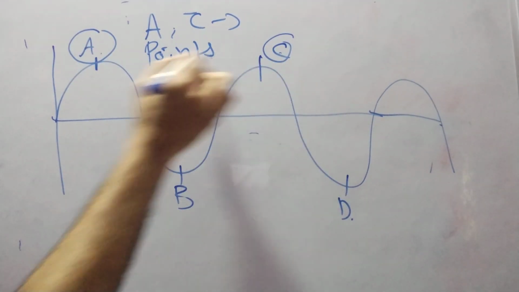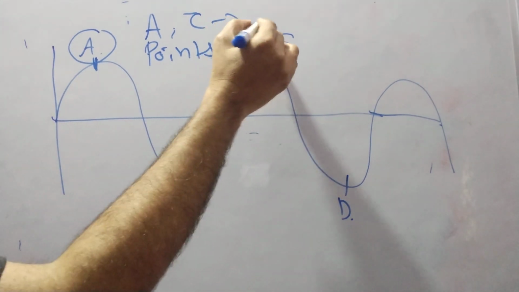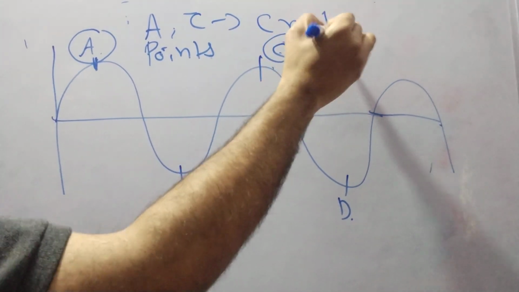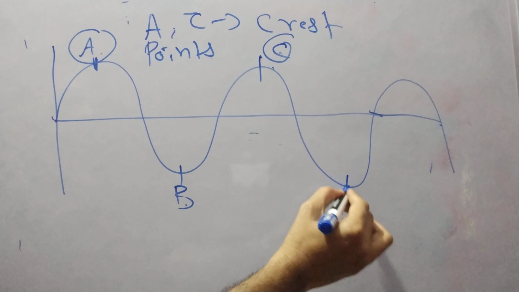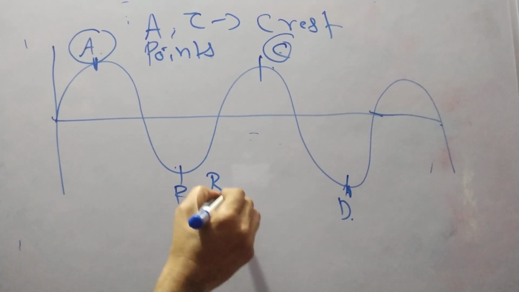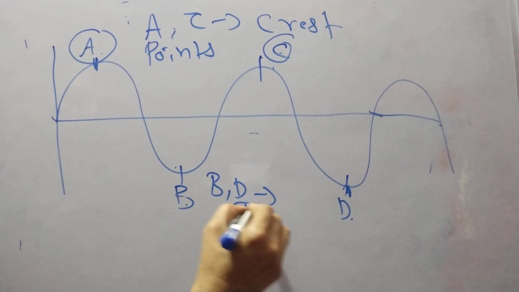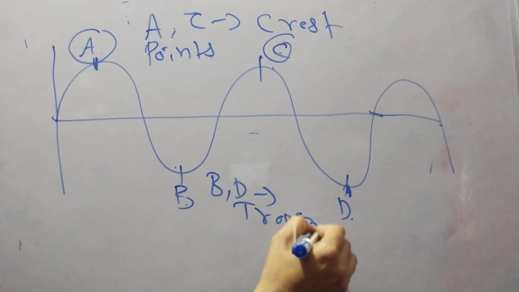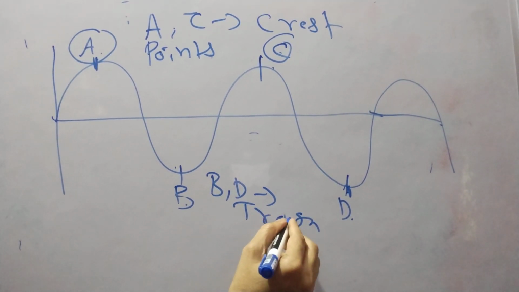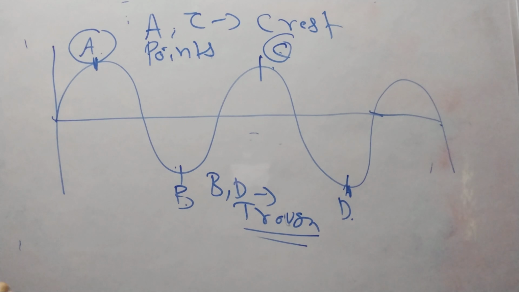Points A and C are points on the curve. Points on the curve are known as crest. Here B and D are the points on the curve. So B and D, the points on the curve, are called as trough. So this crest and trough are nothing but points, right? So what are these actual points called as?